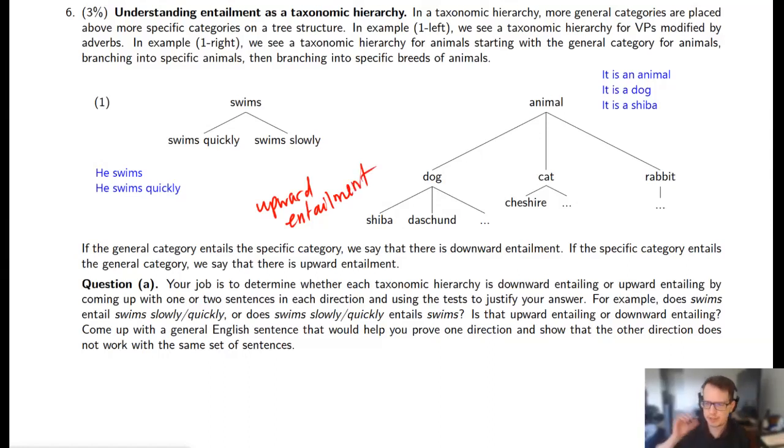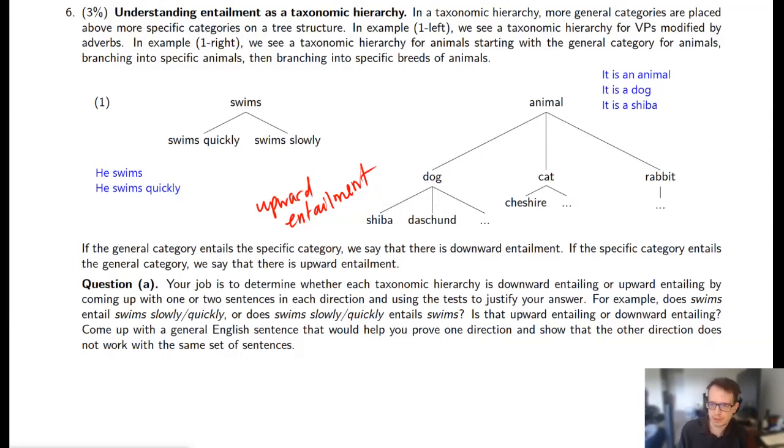So if you have something specific, you're entailing something general. So if he swims quickly, then obviously he's swimming. If you have a Shiba, then obviously you have a dog. But the other direction doesn't quite work. If you swim, you might be swimming slowly. It doesn't guarantee you're swimming quickly. And if you have a dog, then you don't necessarily have a Shiba. You could have a Dachshund.